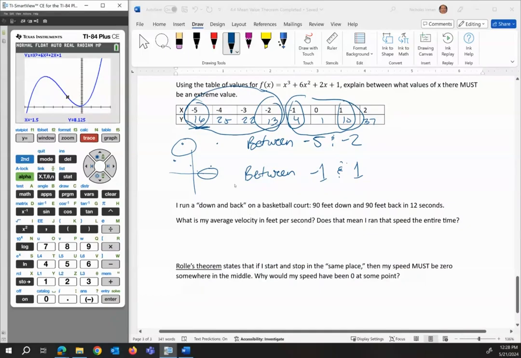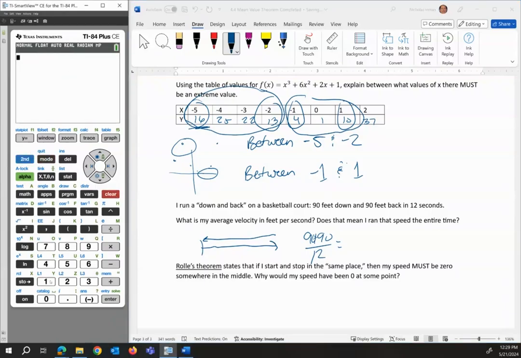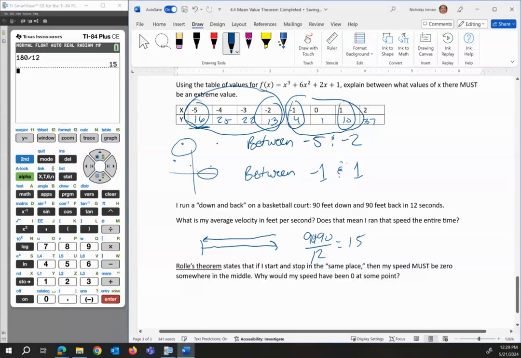I used to coach basketball, so I thought this would be a decent example. If I run down and back, so I start on one end of the court, I run to the other, I then turn around and come back. 90 feet down, 90 feet back. I do this in 12 seconds. So what is my average velocity in feet per second? I ran 90 and 90. Divide that by 12. So 180 divided by 12 would be 15 feet per second.